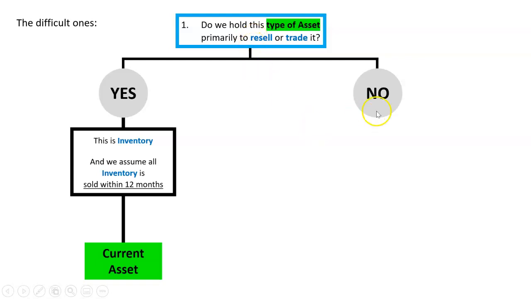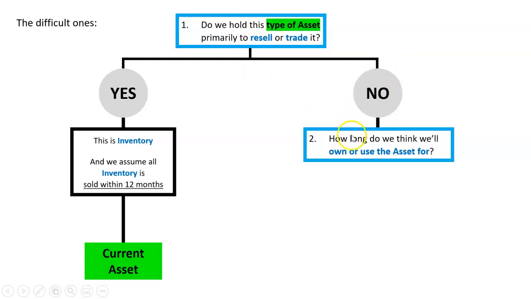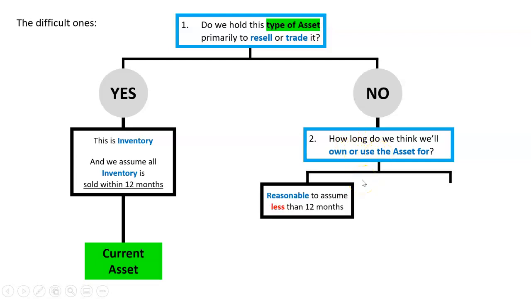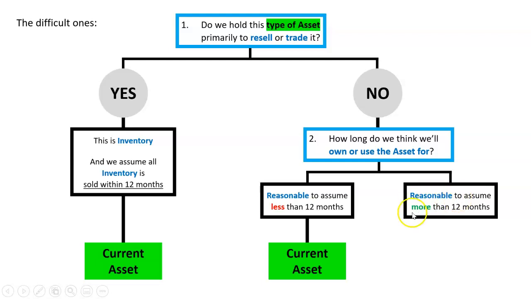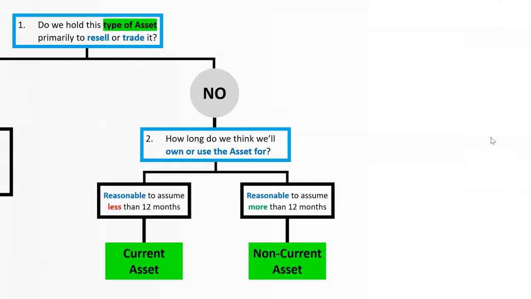Now, if it's something we buy and we don't intend to resell, that's not what our business does, so the answer is no, then just ask, how long do we think we'll own that for? If it's like the stationery, a pen, you assume less than 12 months, just call it a current asset. But if it's like a big property or a car or computers or some equipment, and you think it's reasonable to assume it'll last for more than 12 months, you're going to call it non-current. Don't get too stressed, because you'll just learn them as we do them. We'll do so many that you'll just know what's current and what's non-current.